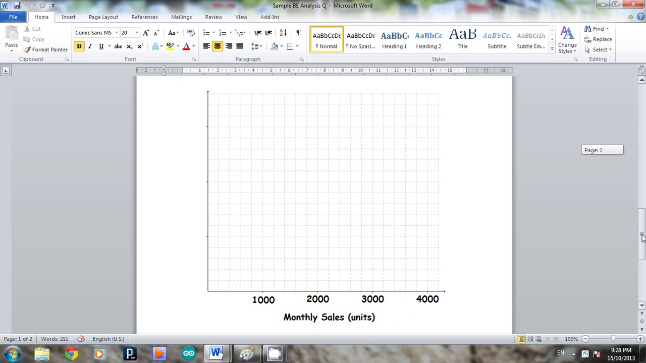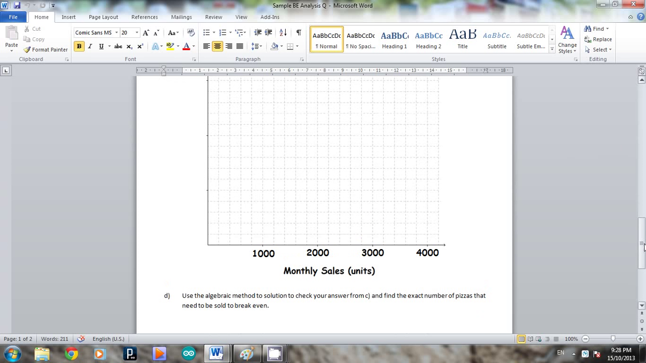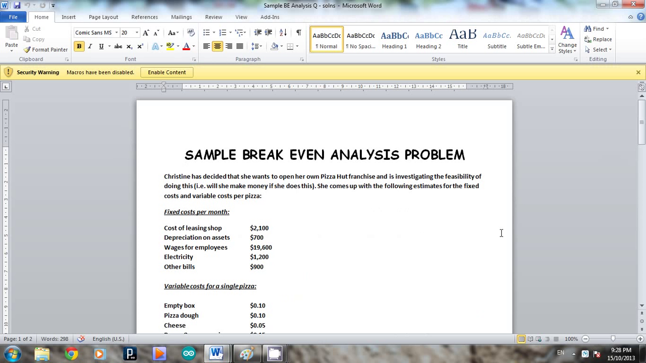So that's your blank axis. You'll notice that the x-axis is labeled already for you. The y-axis is not. You have to do that. And then lastly, to check your answer, use the algebraic method, which is the way we've been doing it, to find the exact answer, the exact number of pizzas needed to break even. All right, so I'm not going to go through this in entire detail. I'm just going to go straight to the solutions here.